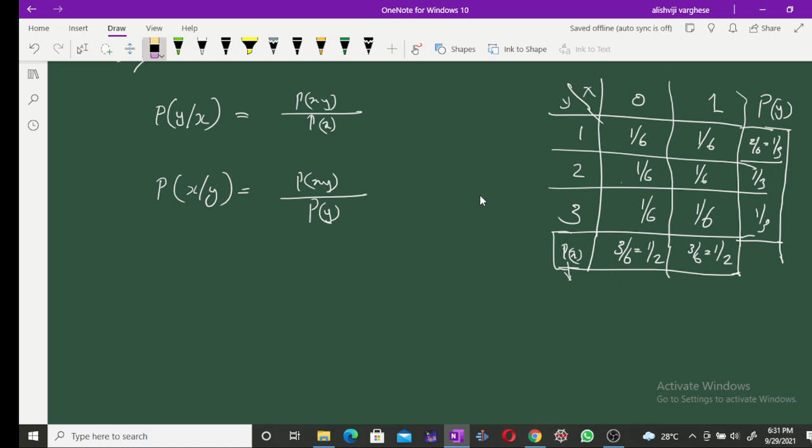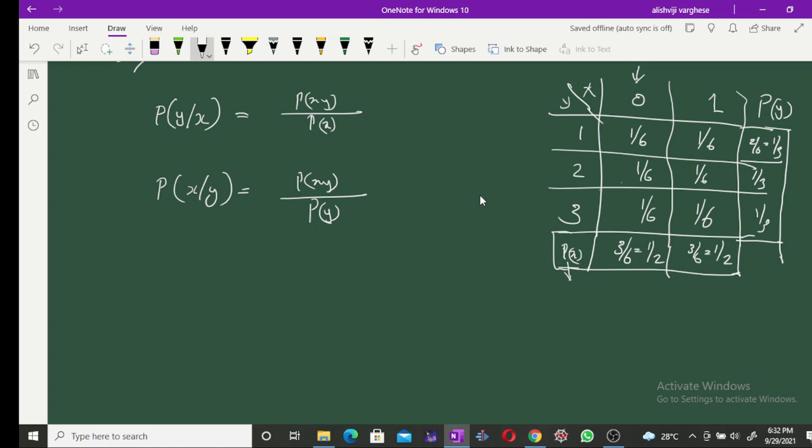Then to find the conditional distribution, if we specify a particular value of x, say it is given that x is equal to 0, then what about the probability that y is equal to 1? If we specify a particular value for x, then what happens to the value of y?